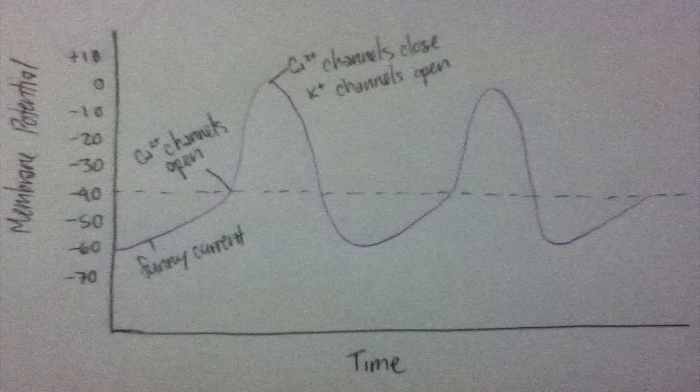When looking at a normal action potential graph of a pacemaker cell, also known as the sinoatrial node, you see that sodium ion channels slowly open at the beginning, causing depolarization. This segment is called funny ion channels, or the funny current. The funny current goes from resting potential to threshold. Once it reaches threshold, the calcium ion channels open and cause further depolarization.